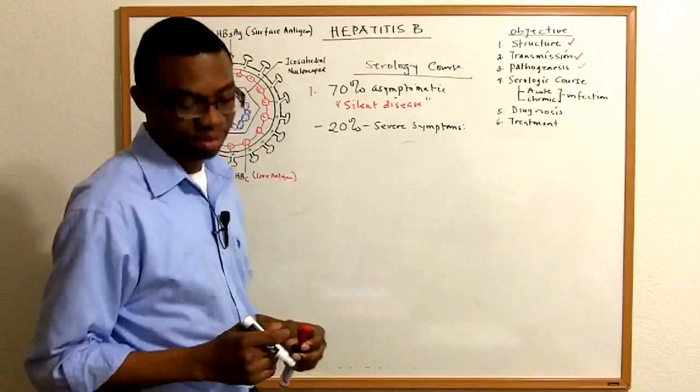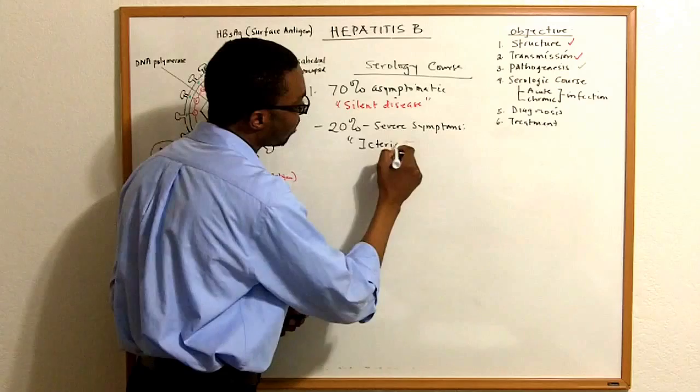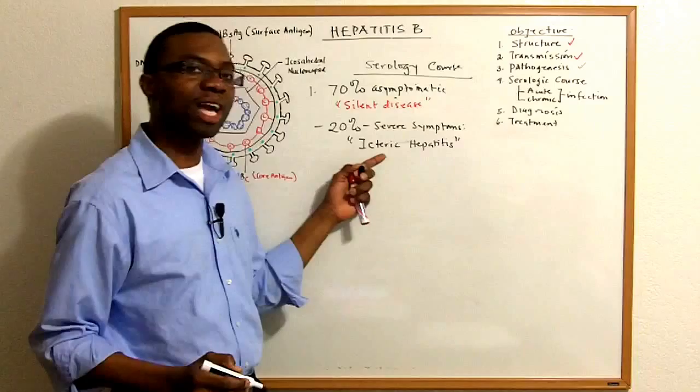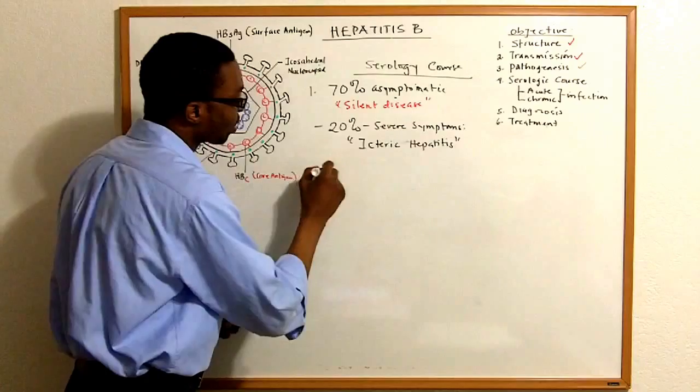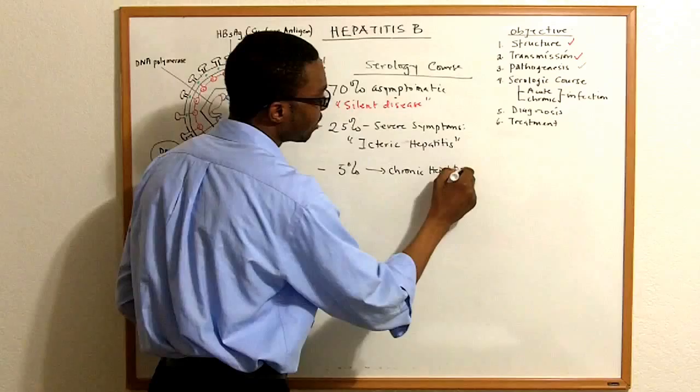They can develop symptoms. And what kind of symptoms are we talking about? Well, we call this kind of symptom an icteric hepatitis. Icterus from the word yellow, jaundice, hepatitis. And I'm going to talk about that also. But there's another population of people, actually, it's 5% of patients who can become chronic hepatitis B carriers.